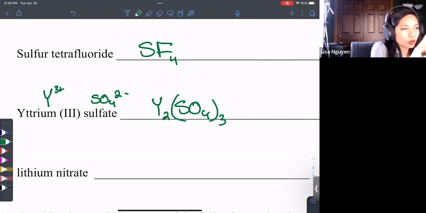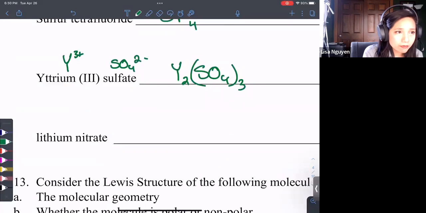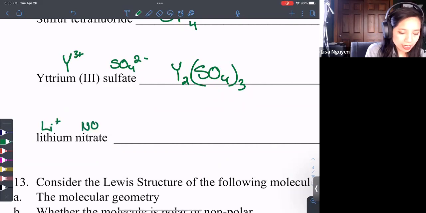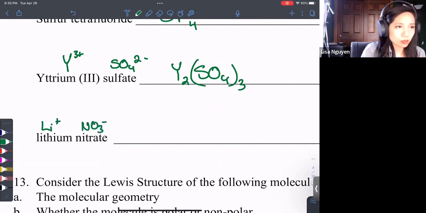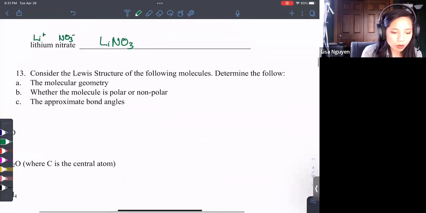So we see that you basically make the charges the subscripts in your neutral balanced chemical formula. All right, and the last one, lithium nitrate. So again, identify your ions. Lithium as an ion is lithium plus, because lithium is a 1A element, and nitrate is NO3 minus. And then you just make sure that everything's charge balanced. So it'd be LiNO3. There you go. All right, so let's keep going.